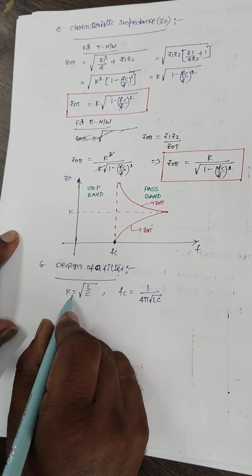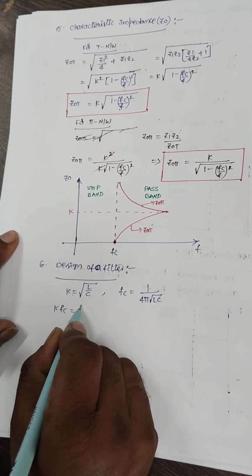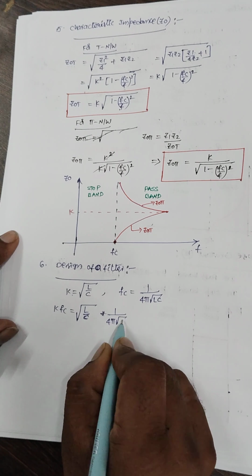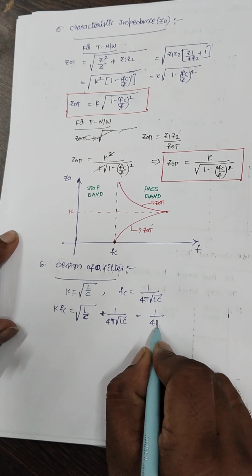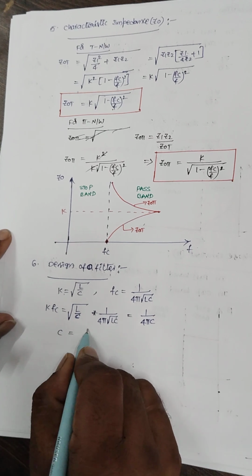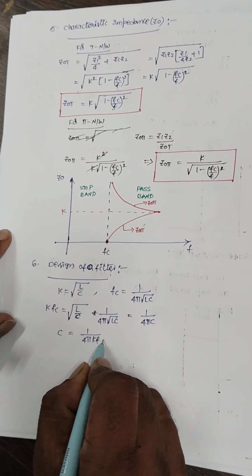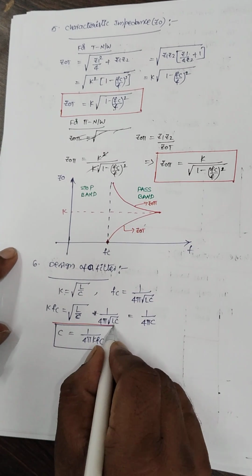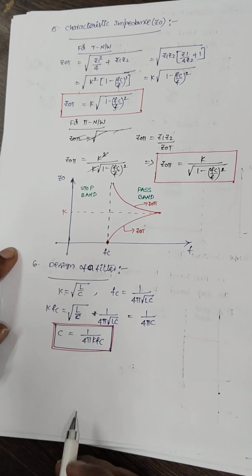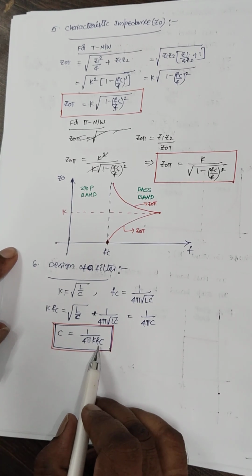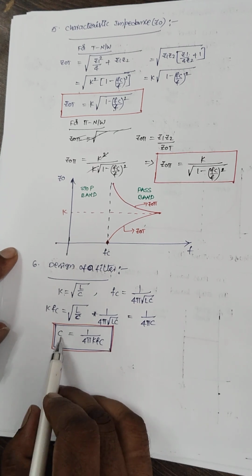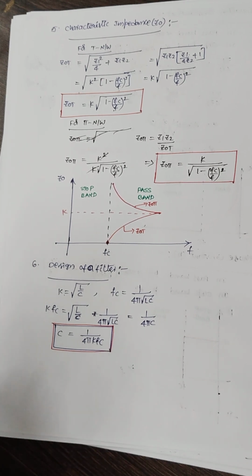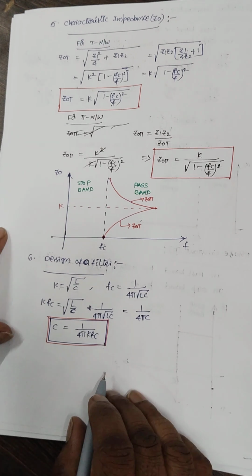For that, multiply k into fc. k into fc is equal to square root of L by C into 1 by 4π square root of LC, that is 1 by 4πC. So the value of capacitance here is C = 1 by 4πk fc. This is the design, an important formula. For a high pass filter, the design impedance will be given along with the cutoff frequency. We need to calculate the capacitance value so that we can use it in T or pi type networks.